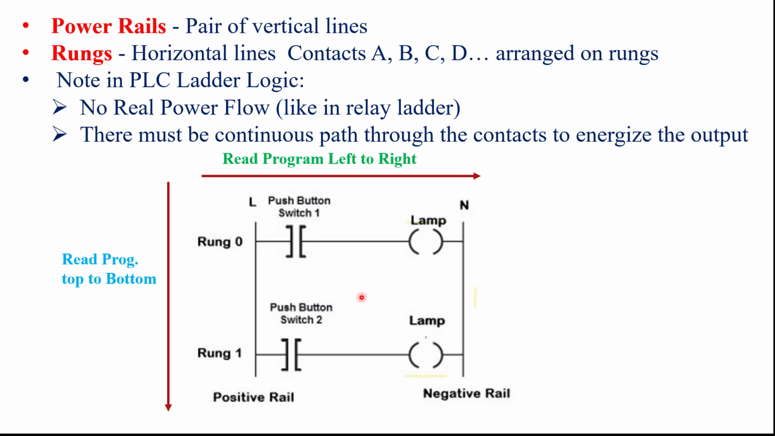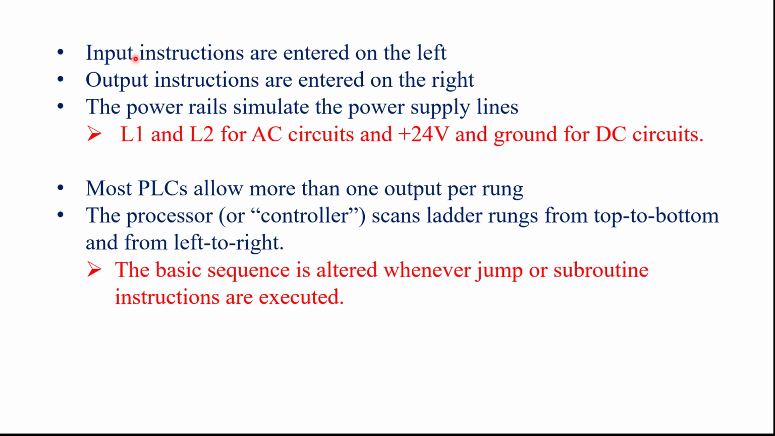So in a ladder logic diagram, the output is shown on the right-hand side of the rung and the input is mapped on the left-hand side of the rung. And when the processor starts reading the ladder logic program, it always reads from left to right or top to bottom. So one by one I will write here in point-wise form.